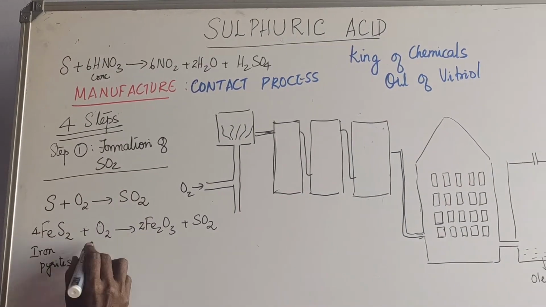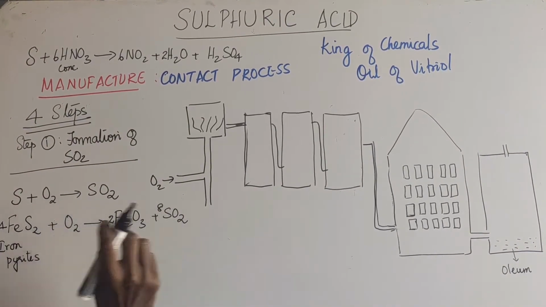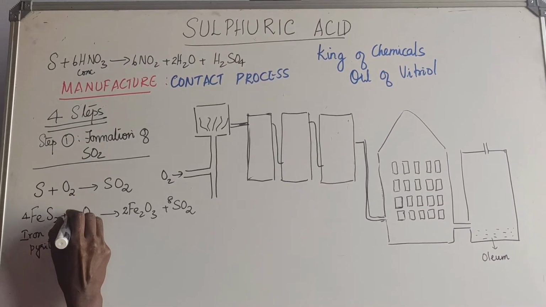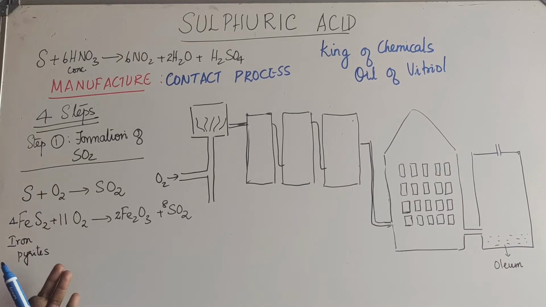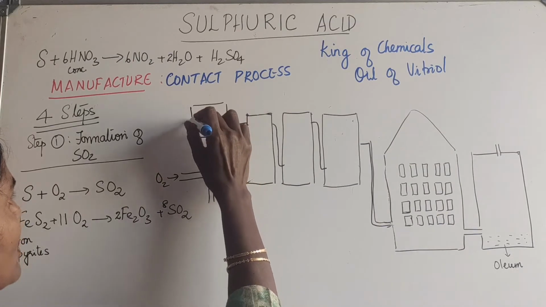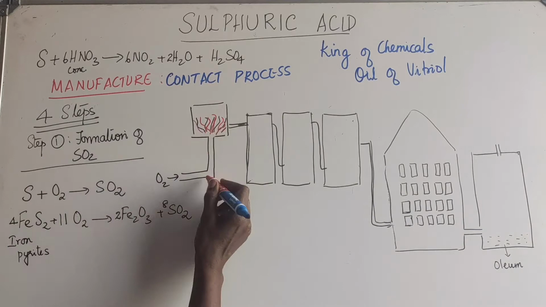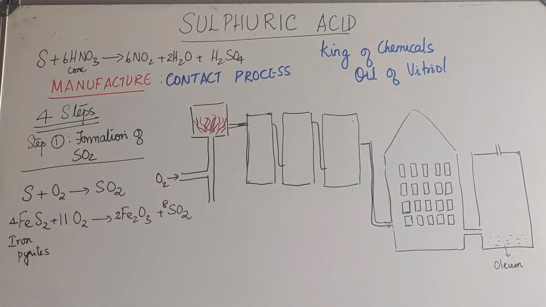So here, 8 here, so you have 6 plus 16, so this should be 11. Okay, so this is how sulfur dioxide is formed. Actually, this happens in this furnace where either sulfur is burnt in oxygen or iron pyrites are placed here and burnt in oxygen. So that is the first step.